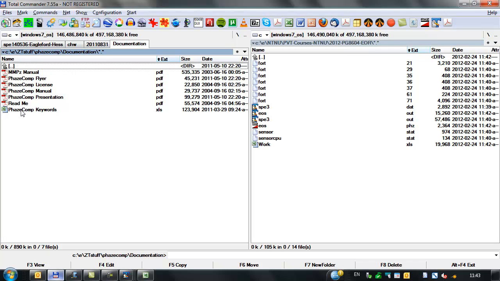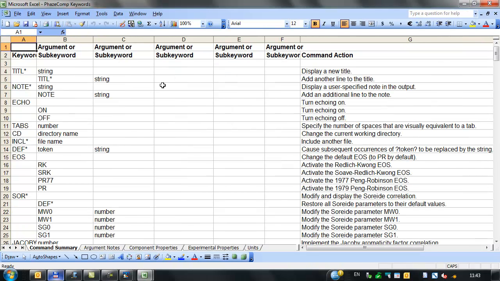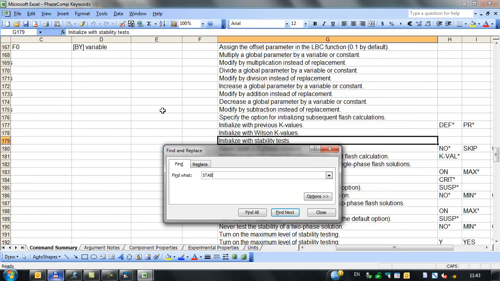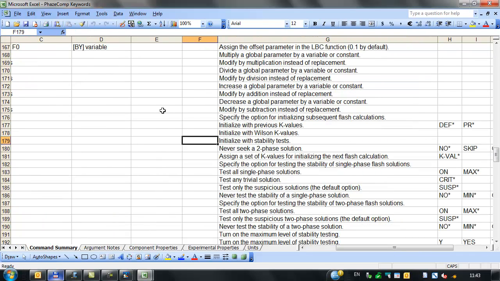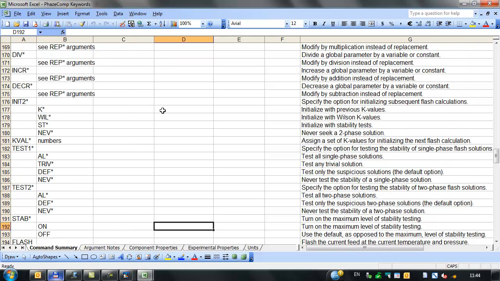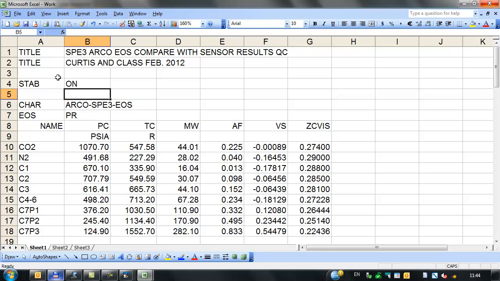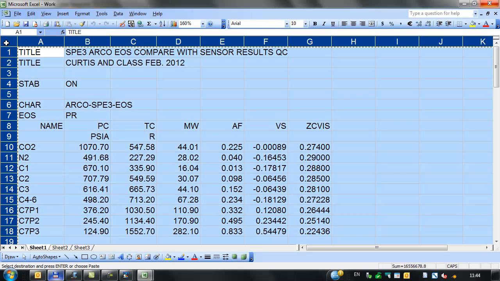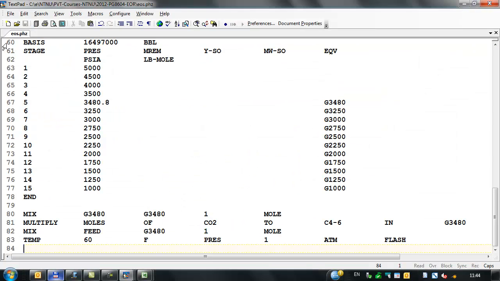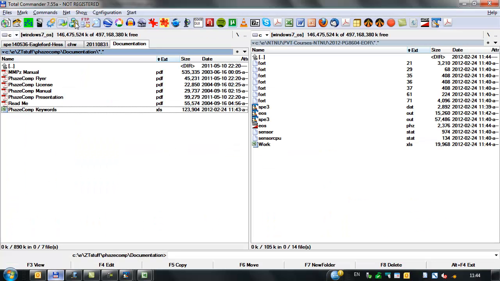Stability. Let's see here. Initialize stability. Here it is. Stability on. So that means it'll never accept a negative flash. So I think stability on is the keyword. Stability on. All right, again.